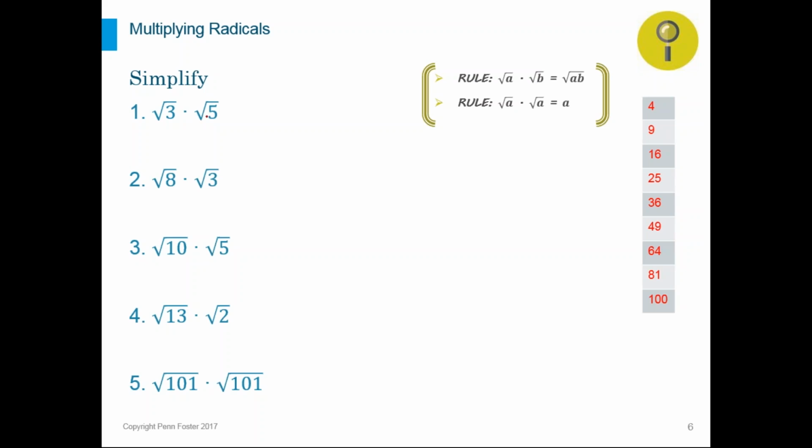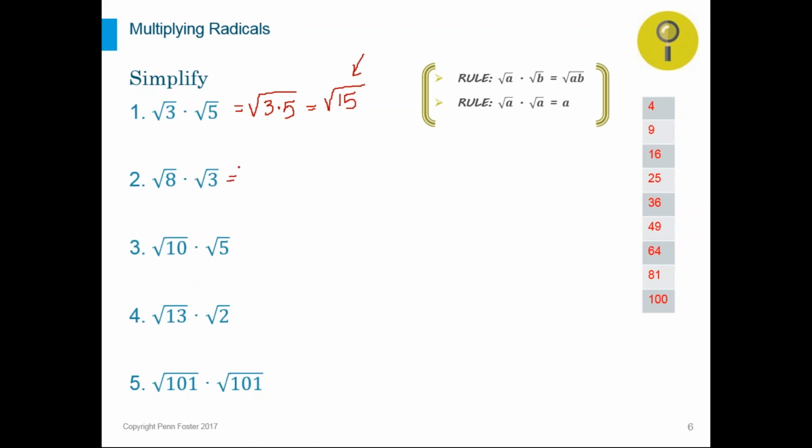In this case, let's apply the rule directly and multiply 3 times 5 and put the product under one square root sign. So the answer will be the square root of 15. Now, typically, when we arrive at an answer, we ask ourselves, is this the simplest form of the answer? Does 15 have any perfect square factors? In this case, the answer is no. So this would be your final answer, the square root of 15.